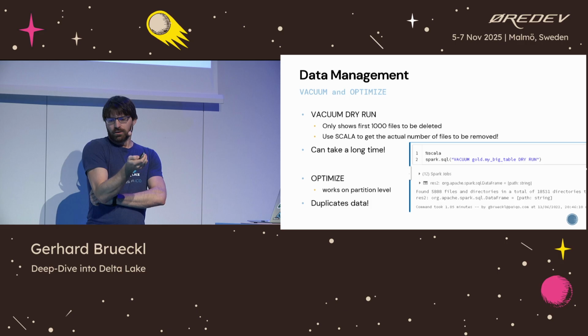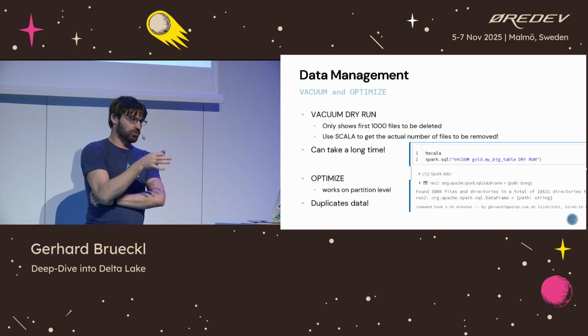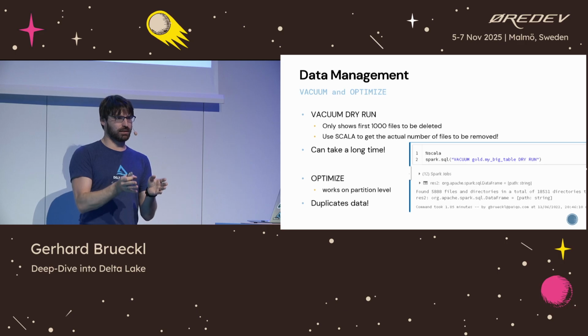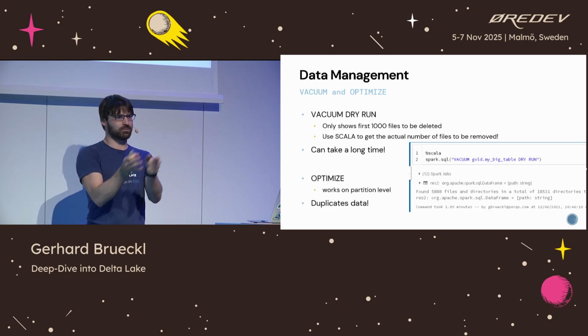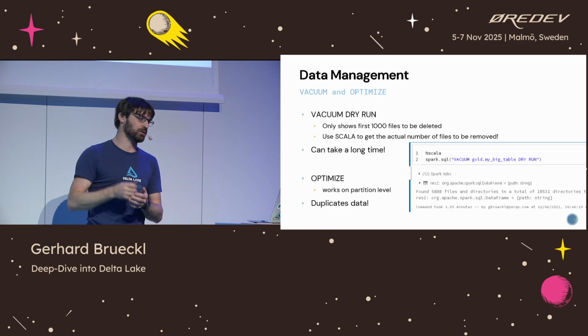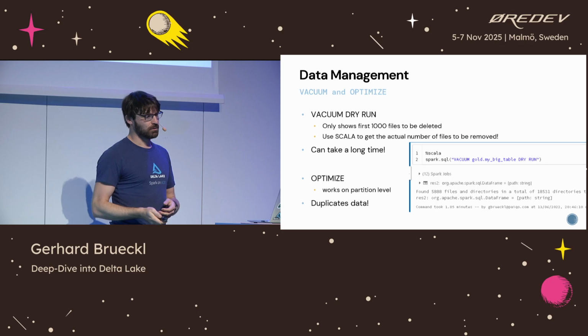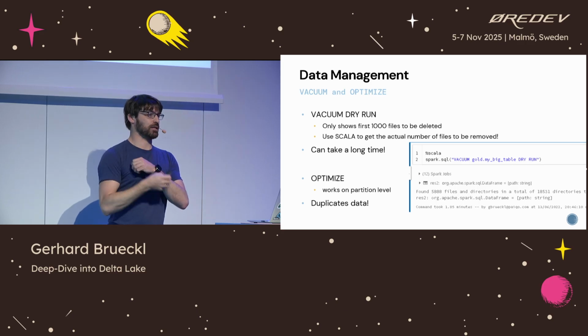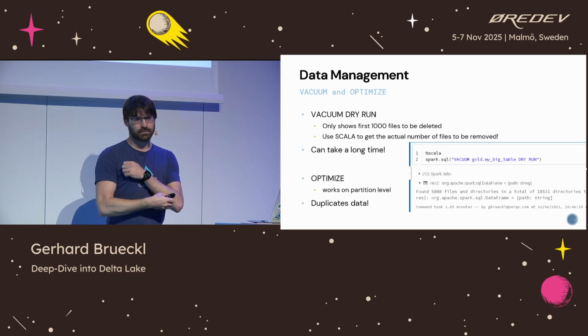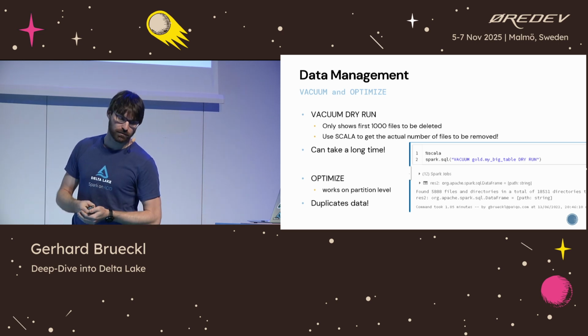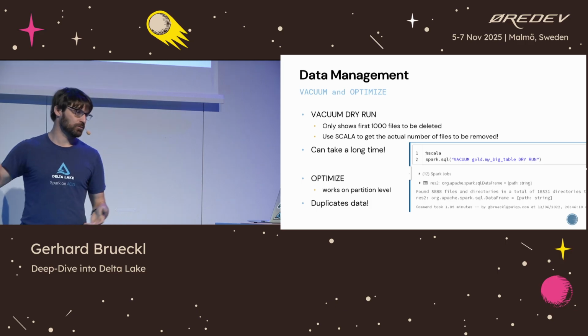For Optimize, when you're using partitions, which we'll cover later, Optimize works on the partition level, so it consolidates and collapses small files of one partition into a bigger file as part of that partition. So it doesn't cross any partition boundaries. But again, it duplicates data, as we've seen before. There are also some built-in mechanisms that check whether the data has already been optimized, and if it knows that a particular partition or folder has already been optimized, it's not doing it again.